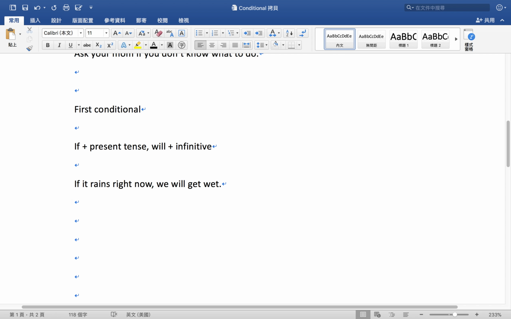And the second one is a little bit longer, so I won't type it out. If you don't give the money back, there will be someone following you on your way home. This is also a first conditional because you may give the money back and this won't happen.